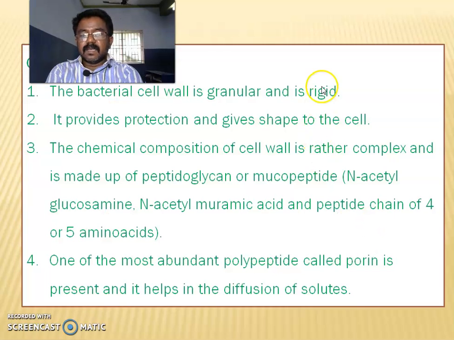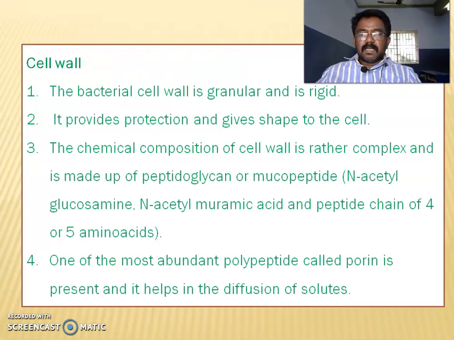Next, the cell wall. The bacterial cell wall is rigid. It provides protection and gives shape to the cell. The chemical composition of the cell wall is rather complex and is made up of peptidoglycan or mucopeptide, N-acetyl glucosamine, N-acetyl muramic acid, and a peptide chain of 4 or 5 amino acids. One of the most abundant proteins, called porin, is present and it helps in the diffusion of solutes.